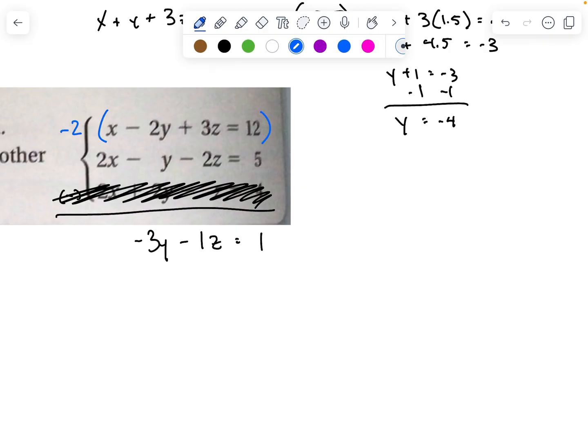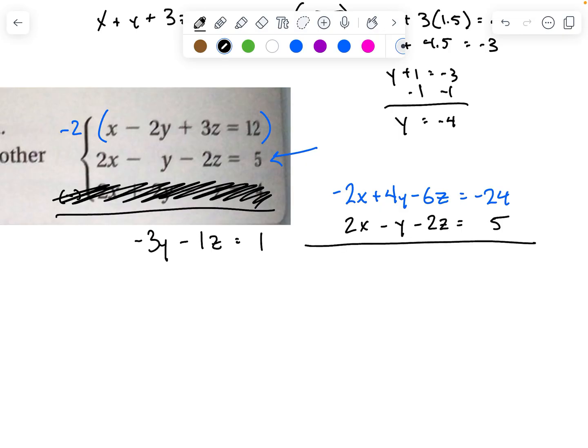I'm going to multiply that guy, and I'm going to write it here. I'm going to multiply that by negative 2 and get negative 2x plus 4y minus 6z is negative 24. And then this guy I'm just going to rewrite directly underneath it. Heck, I'll even keep it black because I haven't changed it. 2x minus y minus 2z is 5.